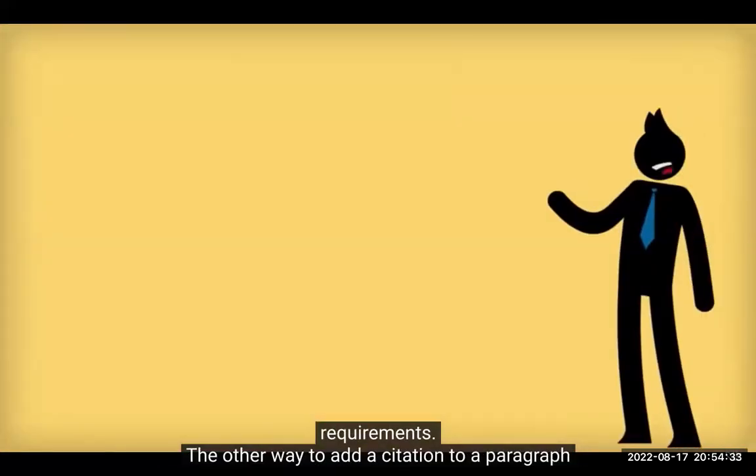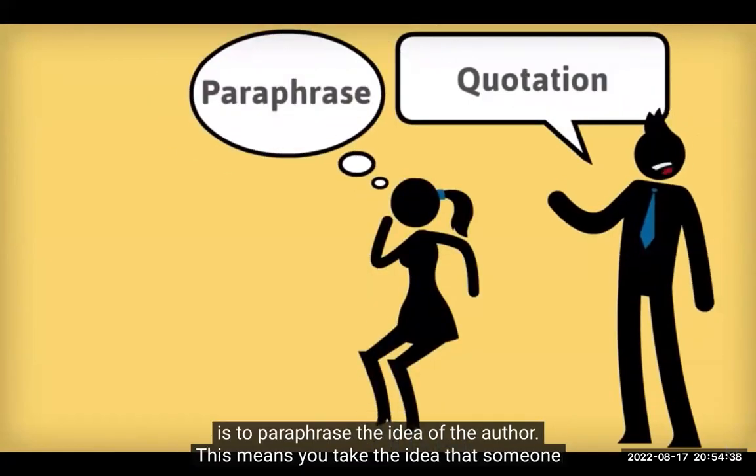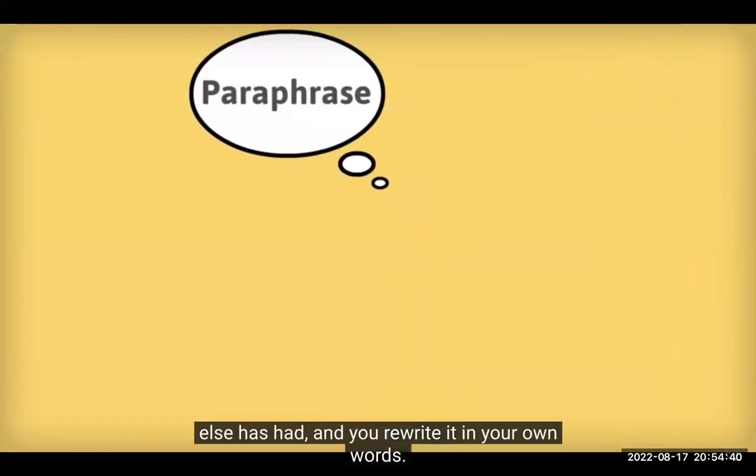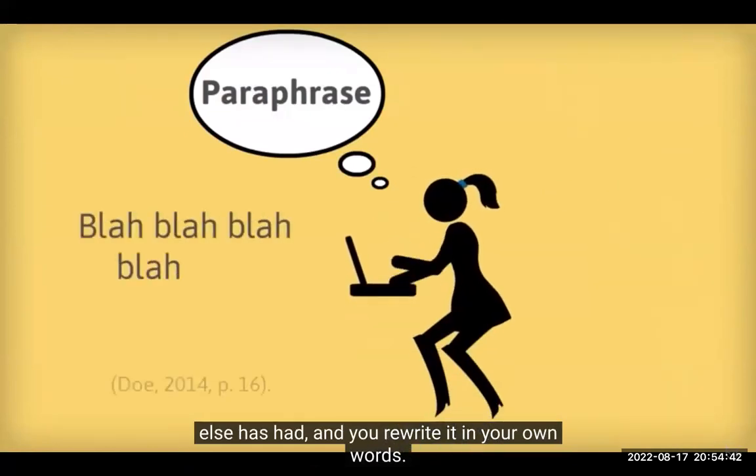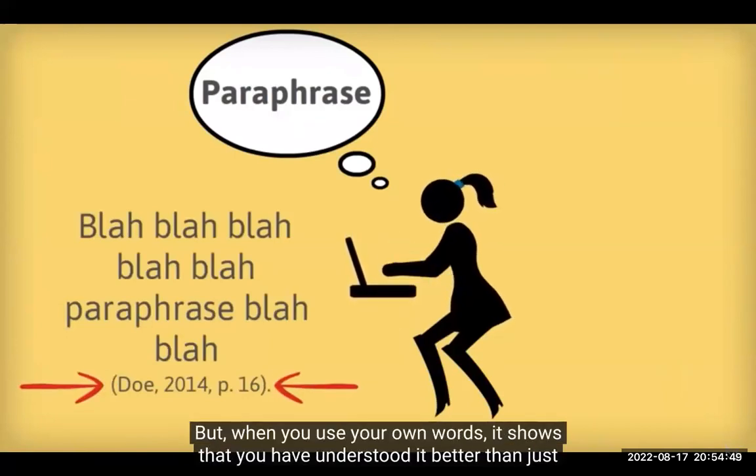The other way to add a citation to a paragraph is to paraphrase the idea of the author. This means you take the idea that someone else has had and you rewrite it in your own words. But remember, this is still someone else's idea, so you still need to reference it. But when you use your own words, it shows that you have understood it better than just using a quotation.